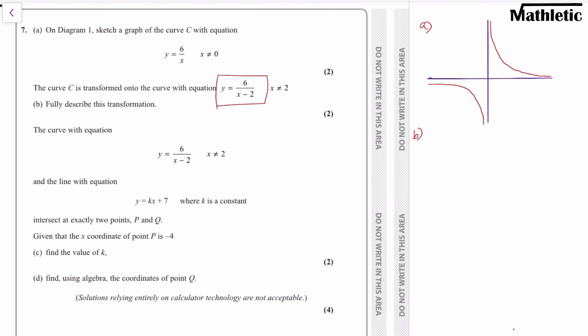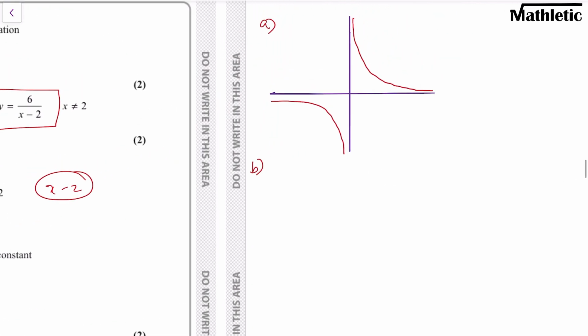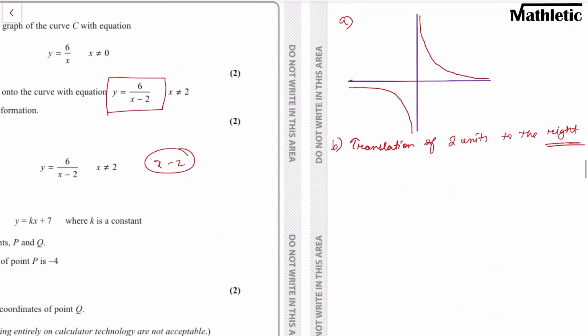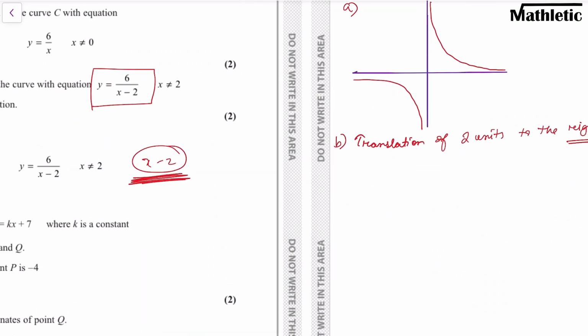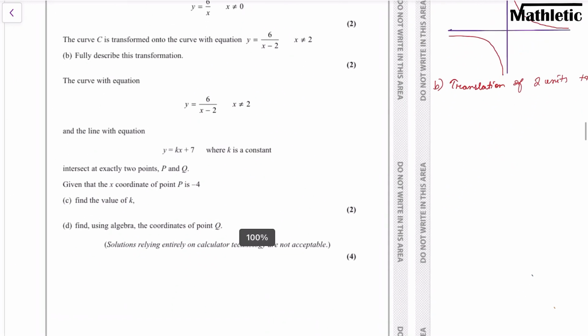And here we have the x minus 2 thing. So it's actually translation of 2 units to the right. For negative, it's actually towards right, as in for x related term, it's the opposite. If you have a plus 2, it goes towards left. For minus 2, it's towards right. So yeah, I'm done with part A and B.